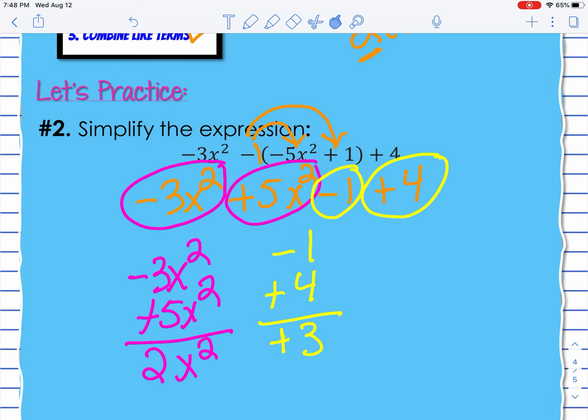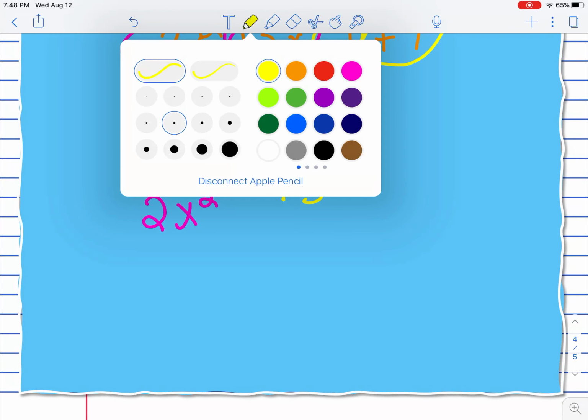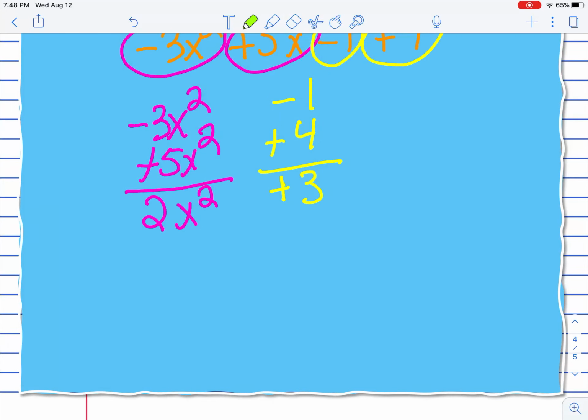Okay, let's get us some more room. We're ready to write our final answer. I'm going to get a different color. I really like colors. So I have 2x squared plus 3. If you're not sure if you're done, look at your terms. I have this term right here. Well, it has a variable, x squared. This term right here, no variable. Can't combine those. They're not the same kind of terms. Remember, the variables have to match for it to be like terms.